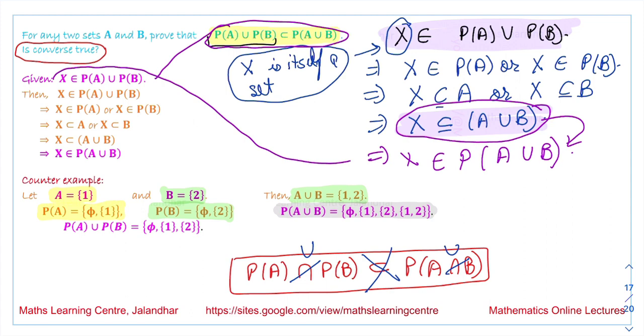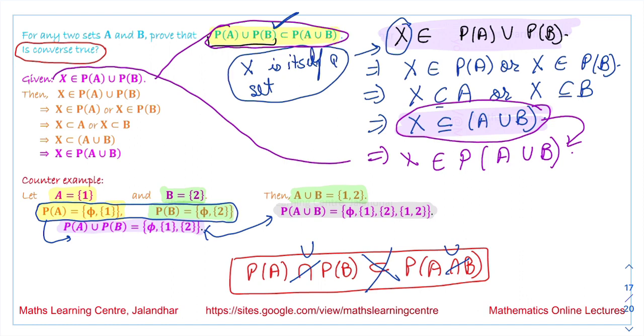Now when we are calculating power set of A union power set of B, we obtain the answer in this form. These are the two values, this is power set of A and this is the value of power set of B. On taking the union of both these values, we get this answer, and clearly we can see that both these sets are not equal to each other. So it means that the converse is not true, that P of A union B is not a subset of P of A union P of B. This result is not always true.